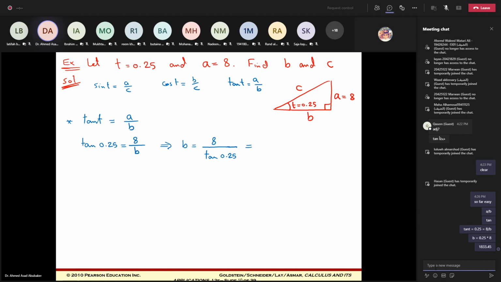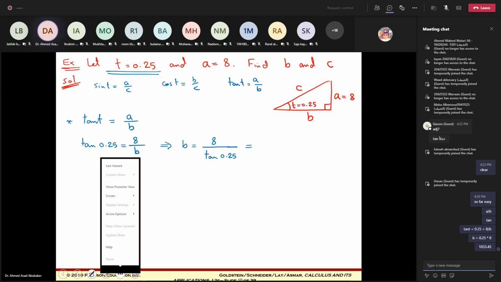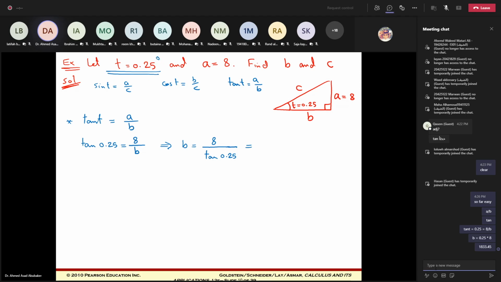Please check. This is degree. This is impossible. The value of B equal 1,833. This is the value of side. This is impossible. Please check your calculator in the radian, because this is radian. This is not degree. If this is degree, we must put it like this.